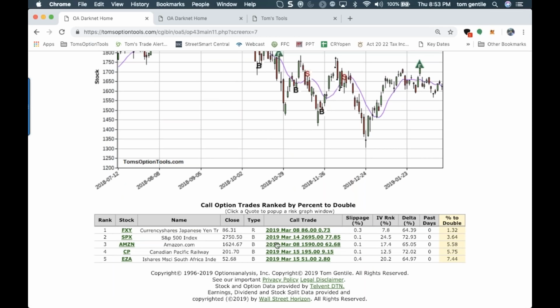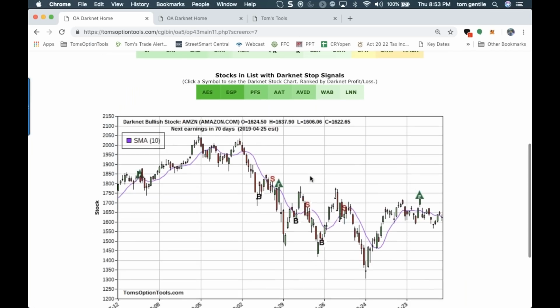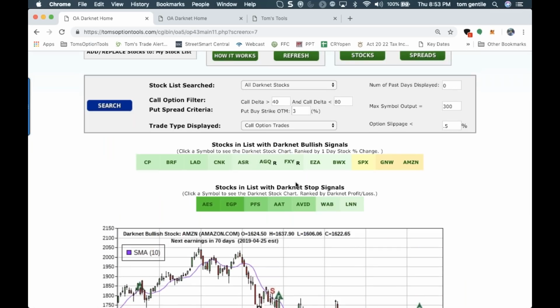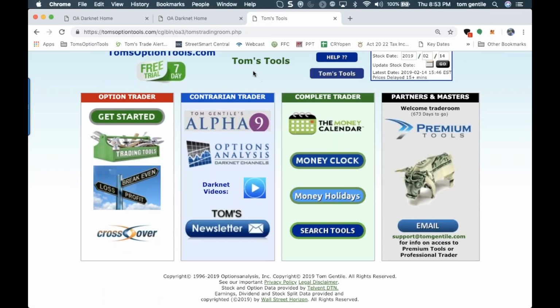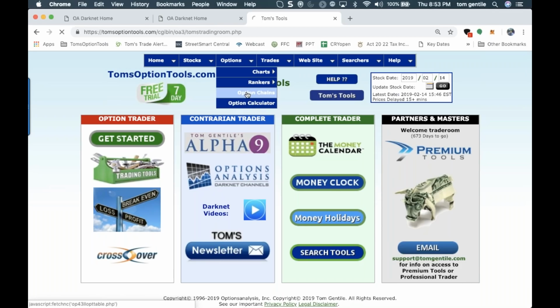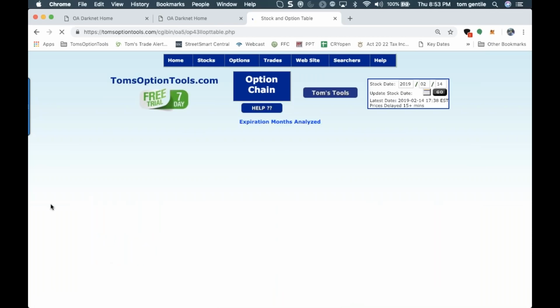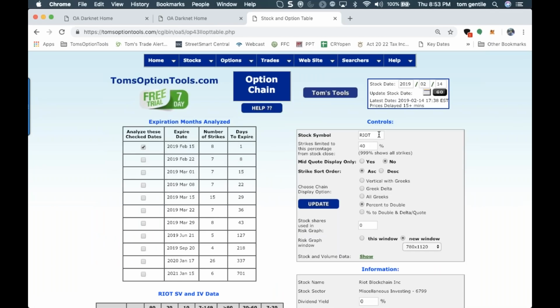So the suggestion is March 8th. If I'm looking at 150 points for a possible target, the first thing I want to do is look at the options. So option chains, AMZN, let's update that.